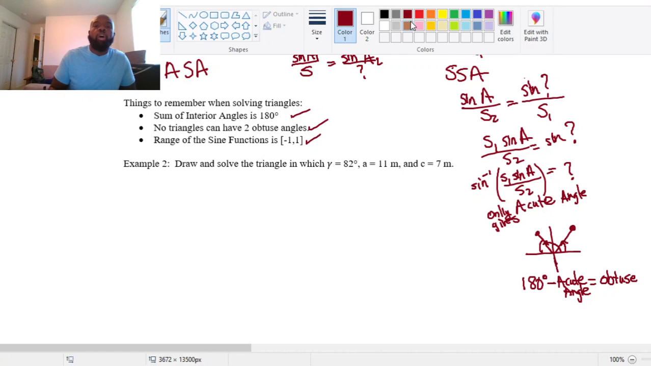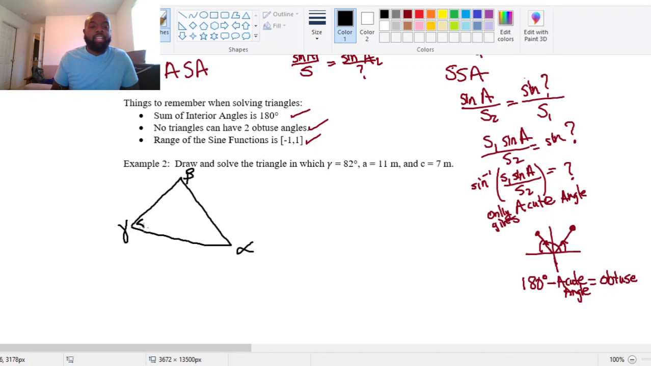meters. I'm going to draw my oblique triangle. I'm going to draw a generic triangle. I don't know if it's acute or obtuse. It may be all acute, or it may have at most one obtuse angle. So I have alpha, beta, and gamma.